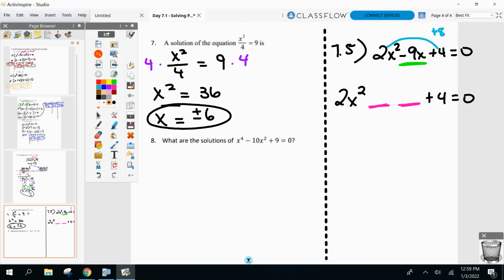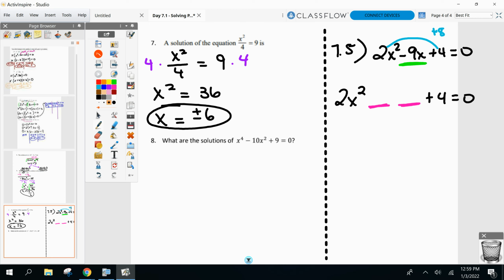In these 2 blanks, I need something that's going to multiply to 8. But when I put them together, I better get that negative 9 back up here. So 2 numbers that are going to give me 8, but when I combine them, they better give me a negative 9 still in the middle. Negative 8, negative 1. And the order doesn't matter.